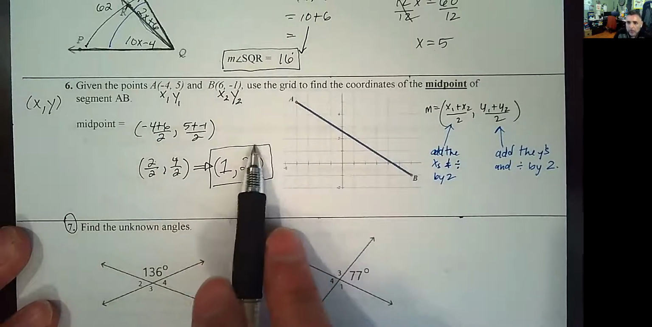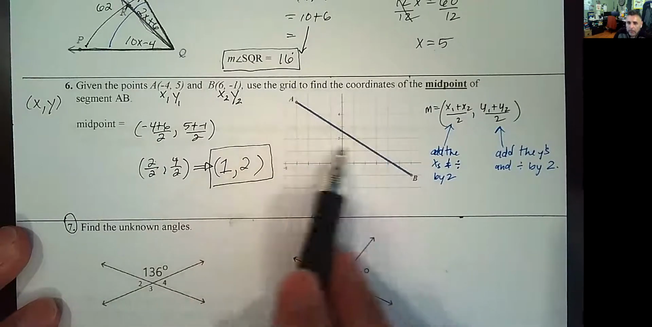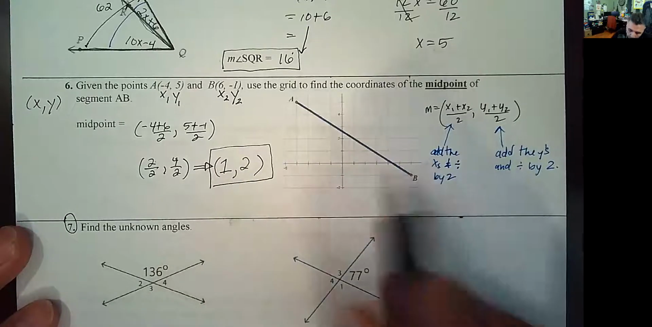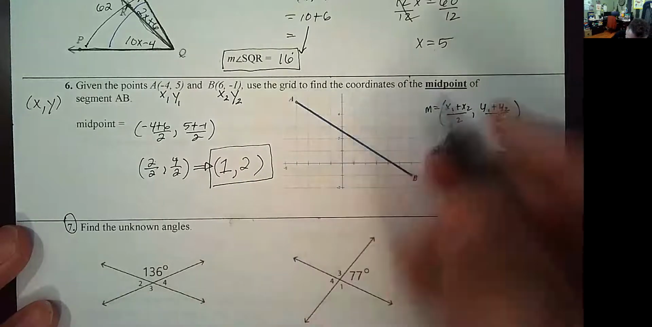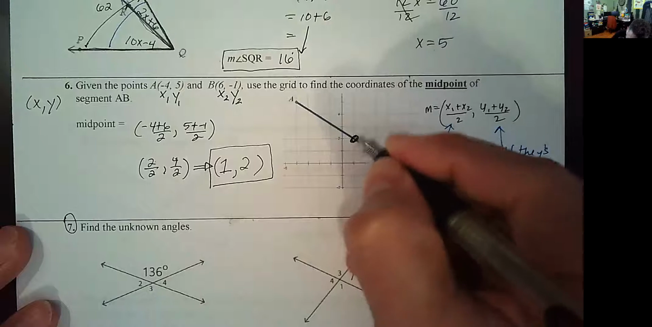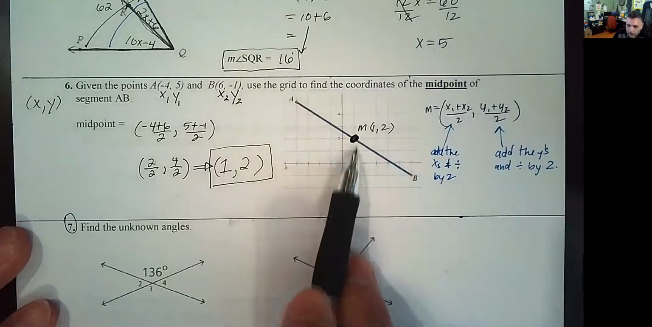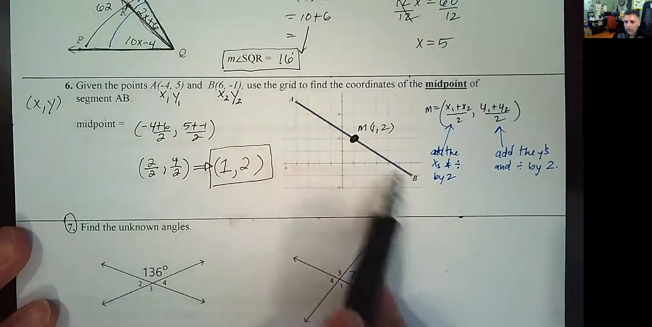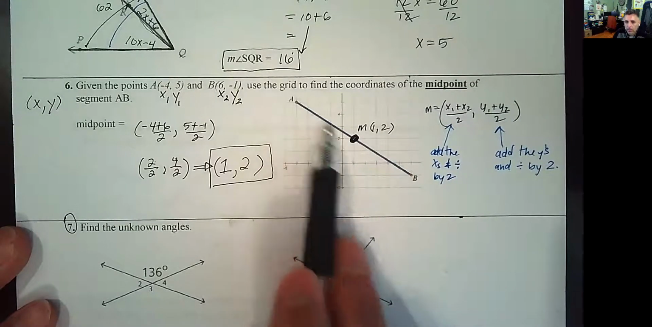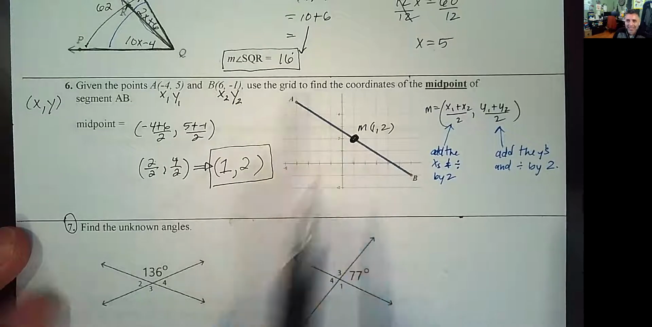And you don't have to, but you could verify this on the graph. If I plotted this point, that point would be (1, 2). It would be here. Right? And then you could tell, yeah, that's the midpoint. You could even take a ruler out and measure it if you wanted to. I'm not going to, but you could.